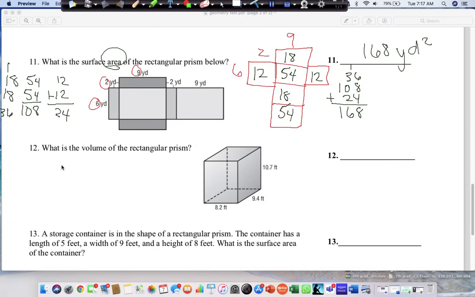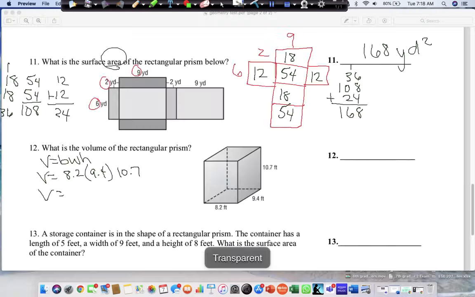Okay, volume equals base times width times height. Our base, width, and height are all decimals here, but we have 8 and 2 tenths times 9 and 4 tenths times 10 and 7 tenths. Okay, so you just multiply two together at a time. So I'm going to get a blank sheet of paper so I have a little bit more room to multiply.